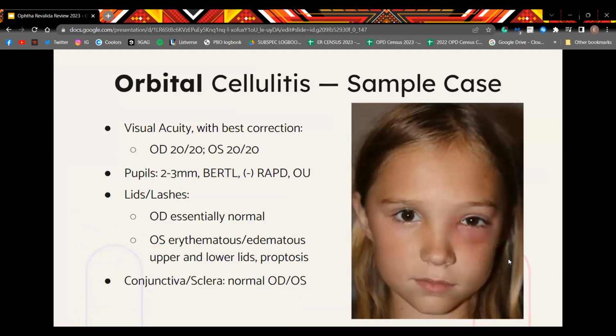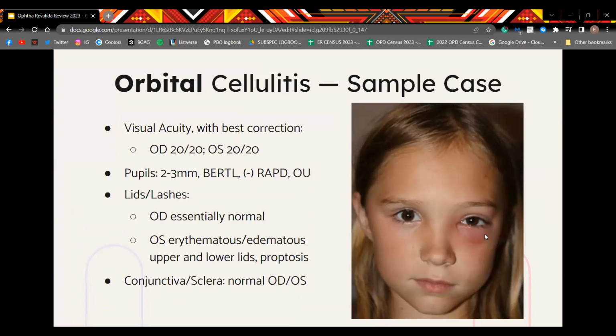So this is a sample case ng orbital cellulitis. So visual acuity of this patient is relatively normal, 20/20. Pupils niya, negative naman for RAPD. Lids and lashes is essentially normal sa right, pero sa left, you note erythematous and edematous lids. Meron din siyang proptosis na medyo mild if you are able to see it or appreciate it.